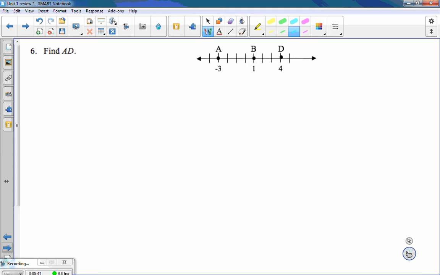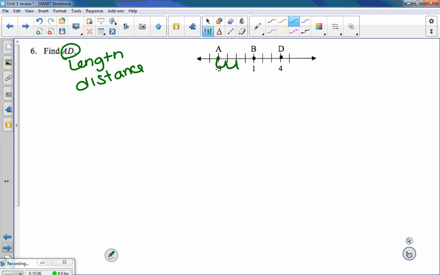All right. This one says, when I say A to D, I'm asking for what? The distance or the length. So I'm asking for the length or the distance. Now, it's easy to find the length and the distance here because it's just a straight line. So A to D would be 1, 2, 3, 4, 5, 6, 7. The end. That is all they're asking.